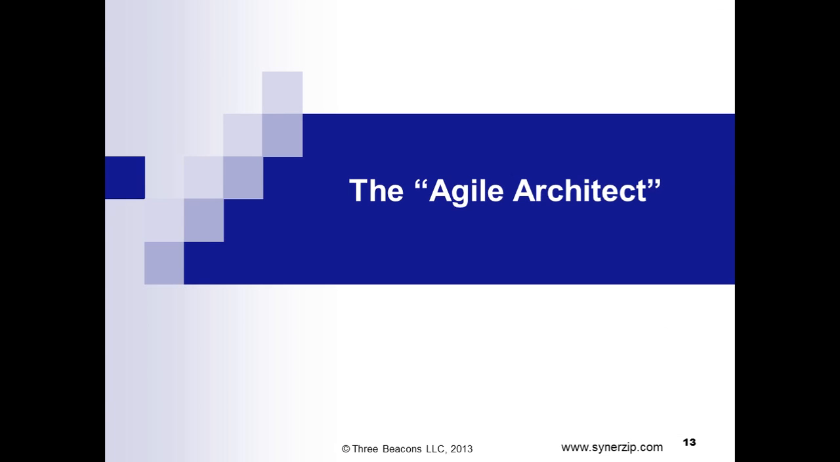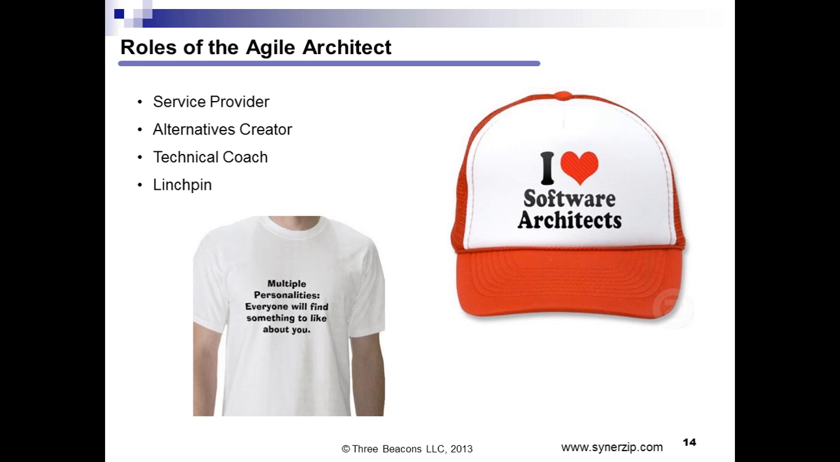Okay, let's talk about the Agile Architect role. Well, I've tried my best to summarize it in terms of 4 sub-roles. The Agile Architect is a service provider. They are also an alternatives creator. We've talked a little bit about that. They're also a technical coach, and they're also a linchpin.